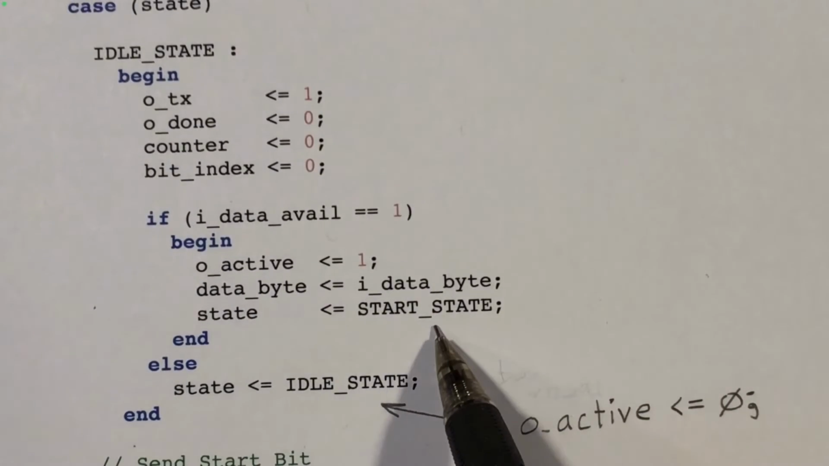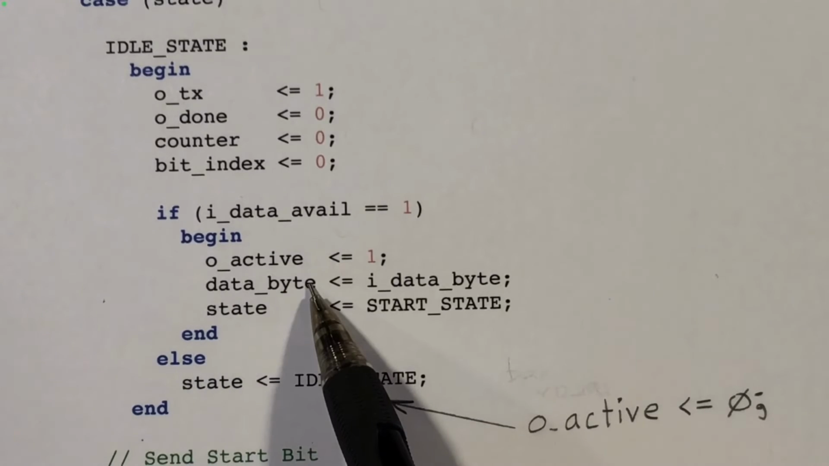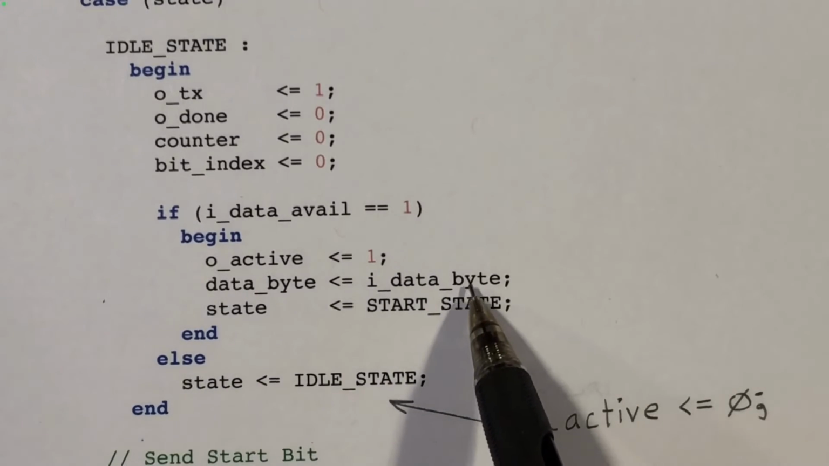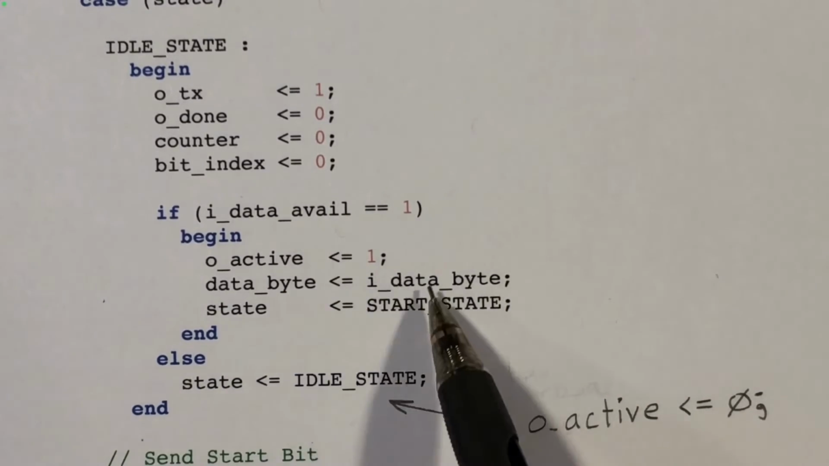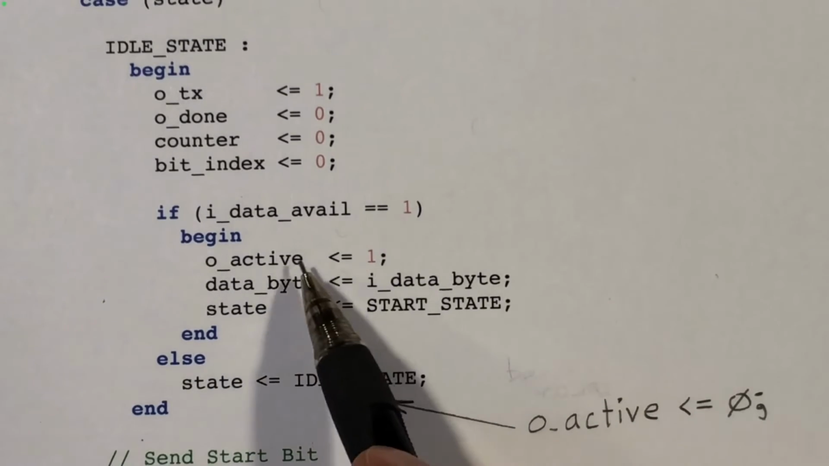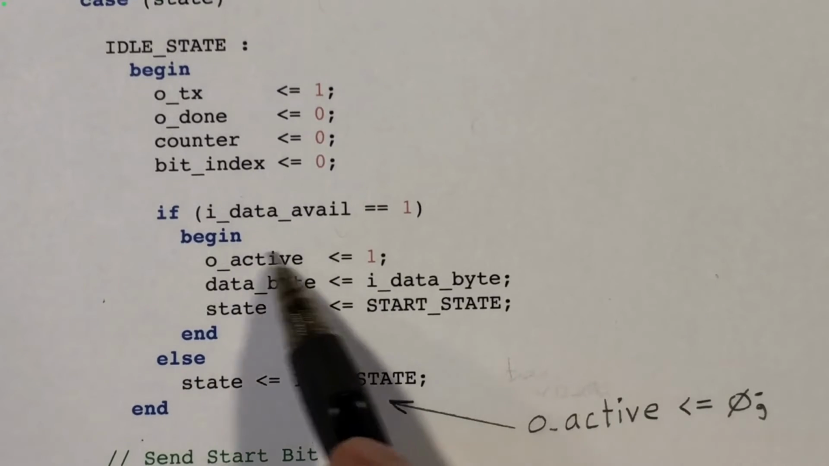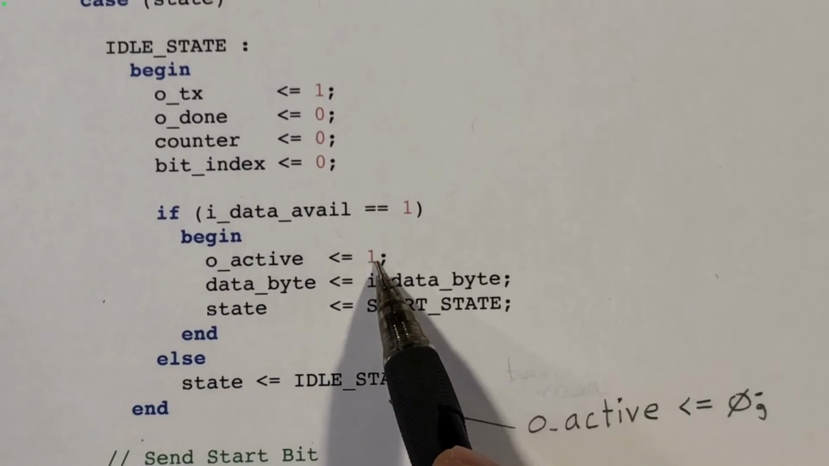If we are going into the start state, then we will also latch into the data byte register the 8 bits of input. And so we'll capture the input byte. And we'll also raise the active output line by setting this output active register, or flip-flop I should say, to 1.